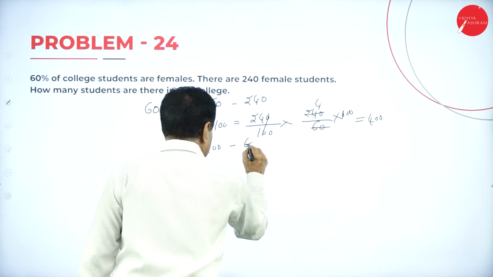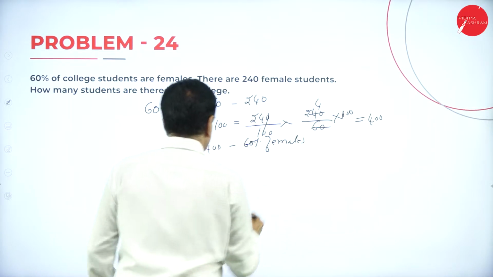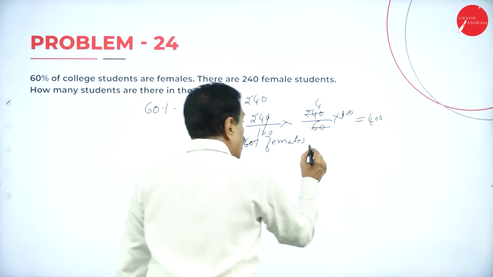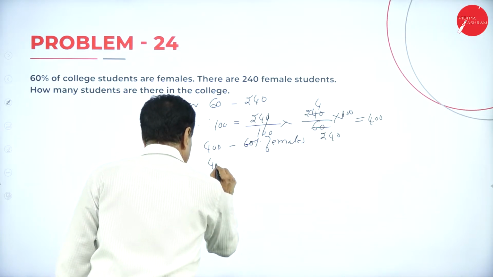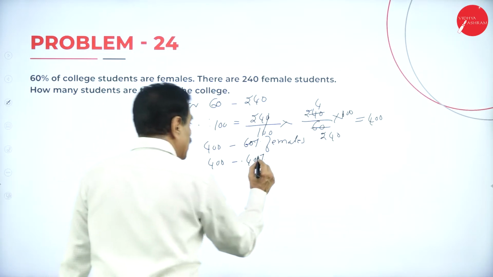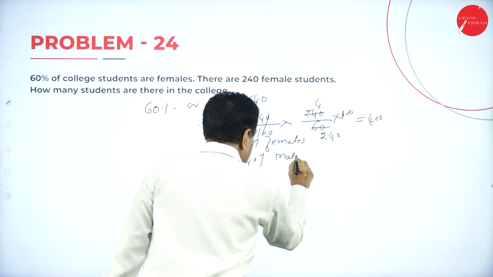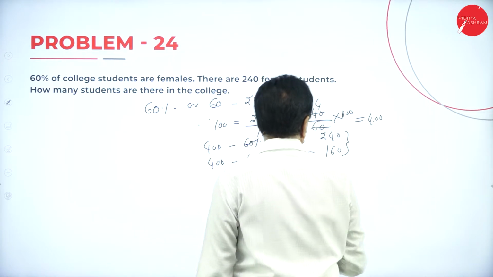So there are 400 students. 60% are females, and 60% of 400 is 240. 40% are males, which is 160. Totally 400.